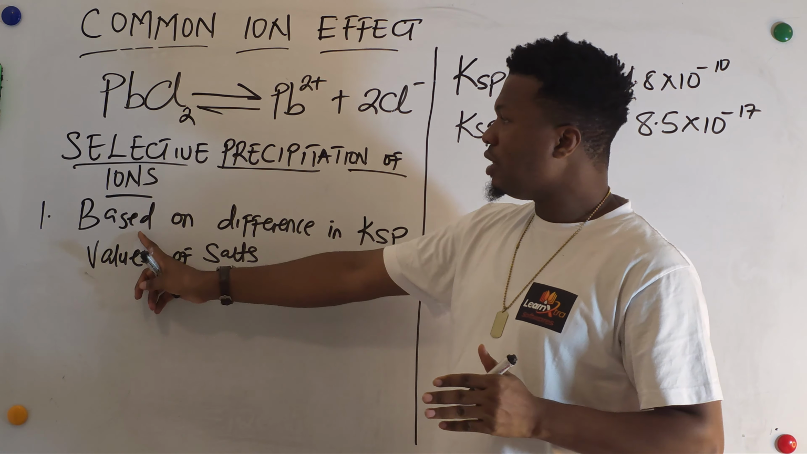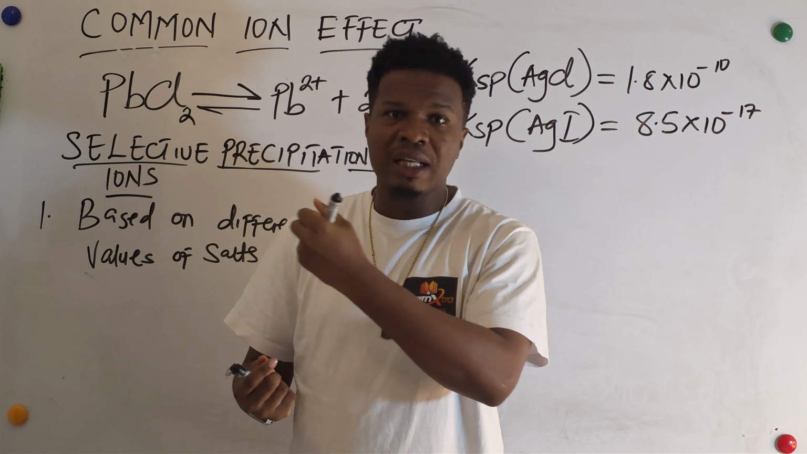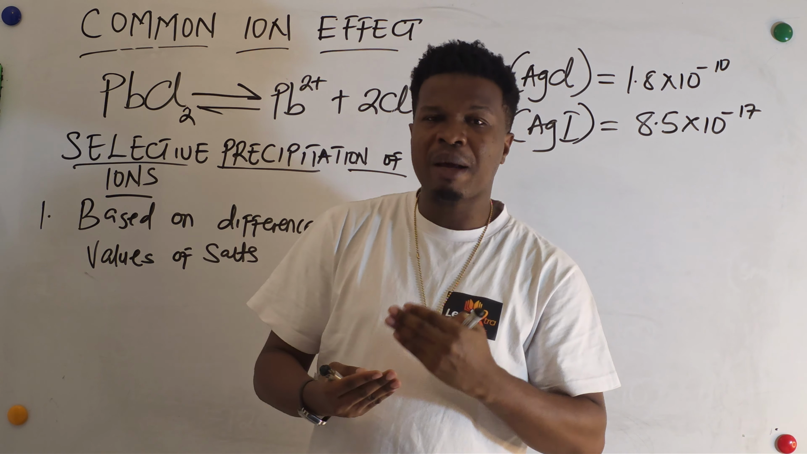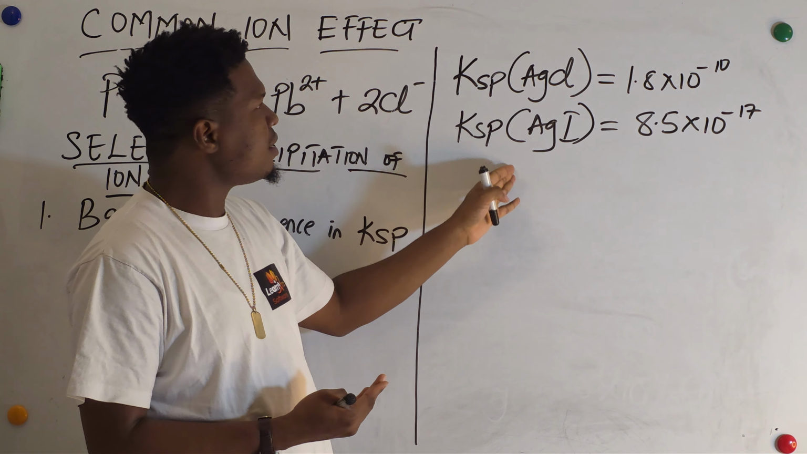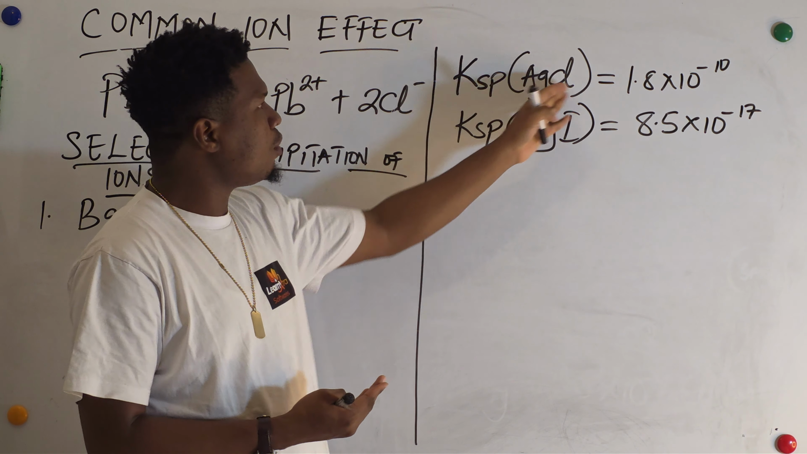salts mixed together, and each of those salts has its own solubility product. If I introduce a precipitating agent into that solution, the salt that will precipitate, or the ions that will precipitate from that compound, is dependent on the Ksp value. The lower the Ksp value, the smaller the solubility product constant value, the more it can precipitate out. So if I have a solution containing silver chloride and silver iodide, and I introduce a precipitating agent.